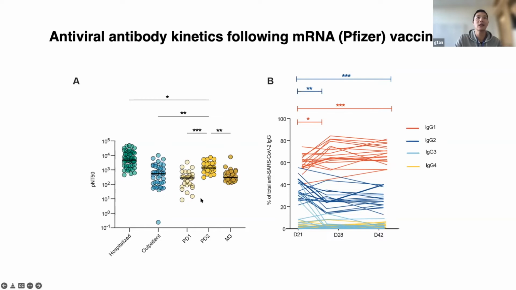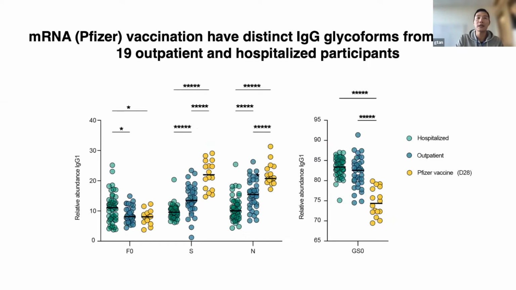This is just the kinetics of the antibody neutralizing response following post-dose 1, post-dose 2, and 3 months after immunization. As you can see, there is a peak after dose 2, and most of the antibody response, the subclass of IgG responding to this, is IgG1. What's really interesting is that we found the fucosylation rate was not much different between vaccinated and the outpatient.